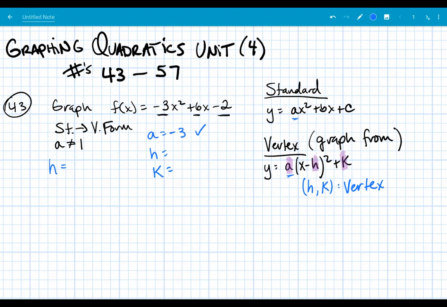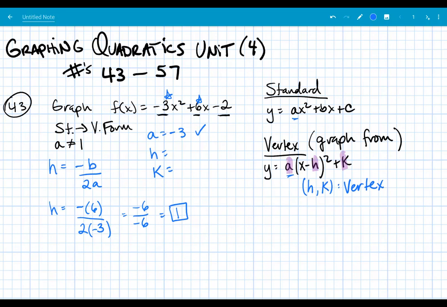There's a formula to find h. When the a value is not equal to 1, that formula is negative b divided by 2 times a. So I take my b value, which I know already is 6, multiply it by a negative, and then divide it by 2 times whatever my a value is. I'm going to substitute these two numbers into the formula to find my h value. The h value is going to be negative 6 over 2 times the negative 3. Simplifying a little bit, I get negative 6 over negative 6, which simplifies to 1.